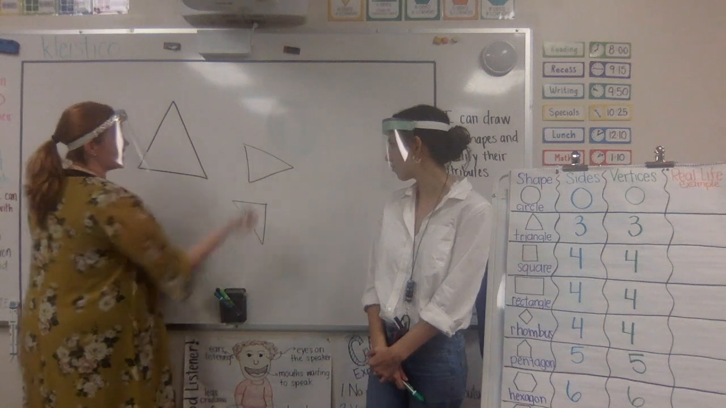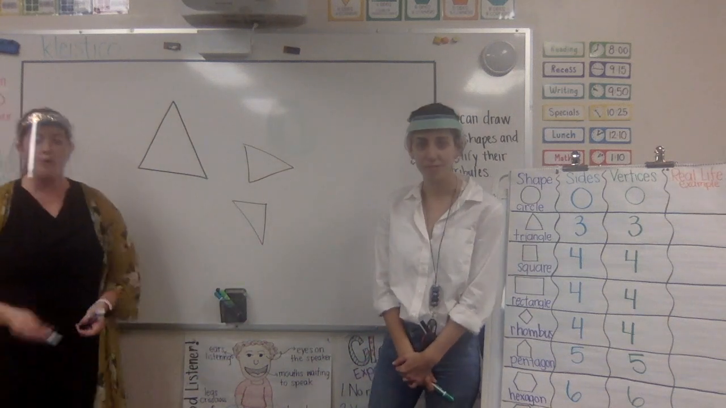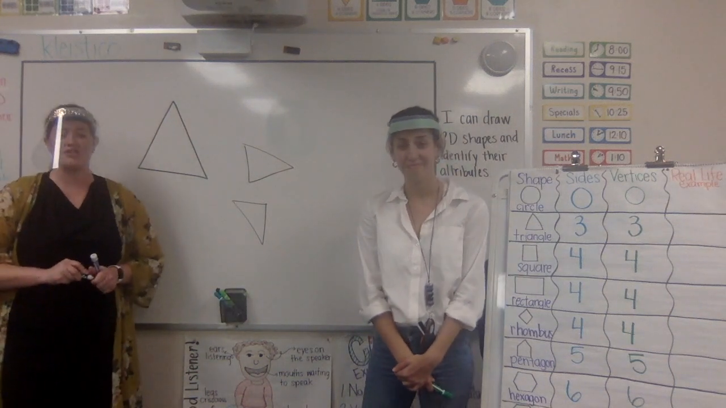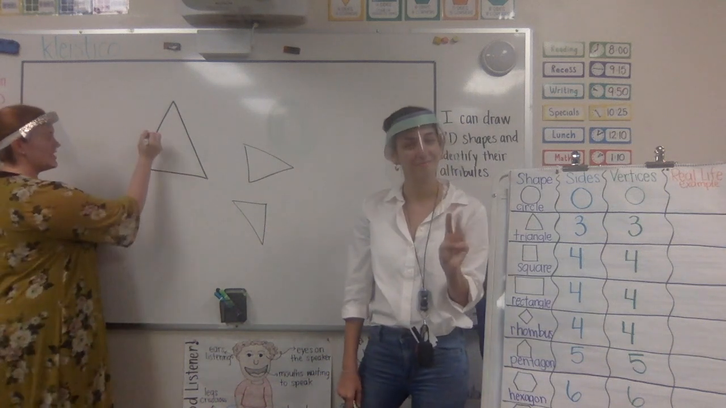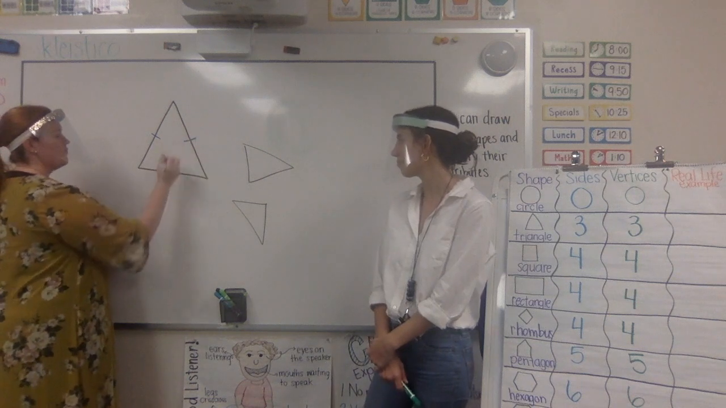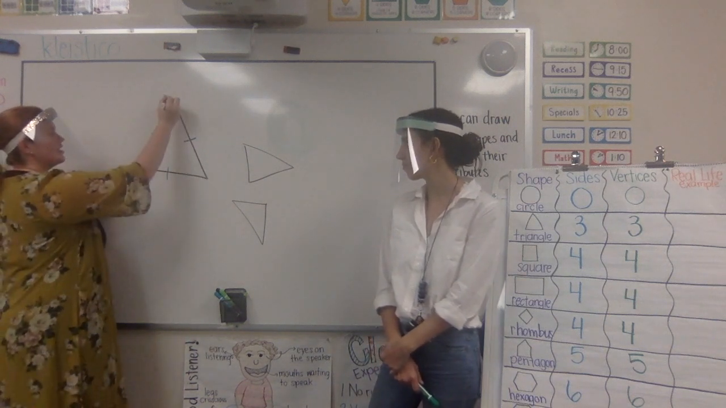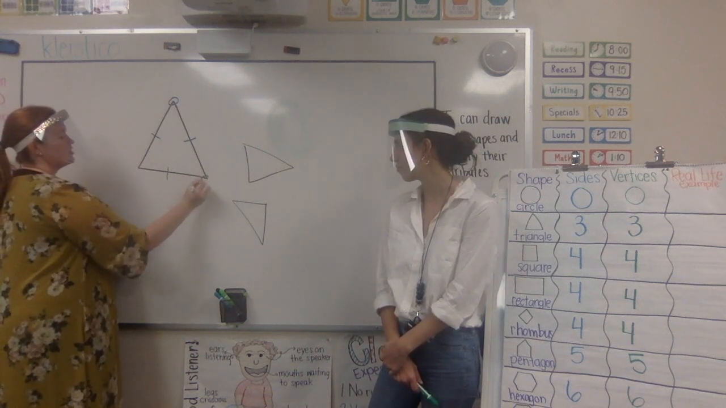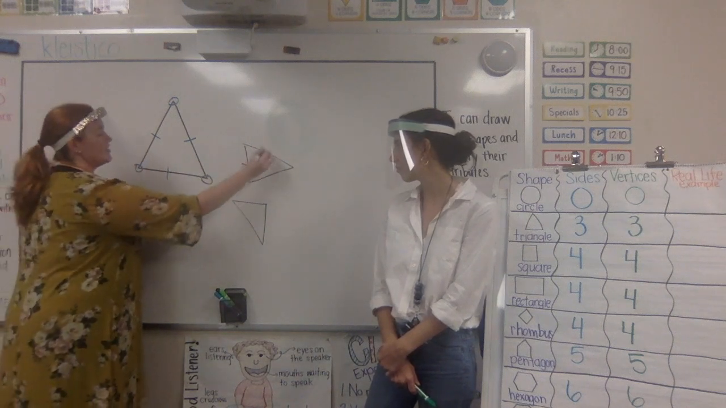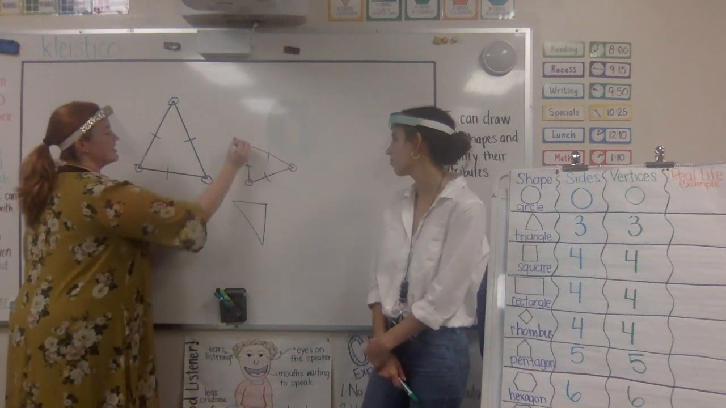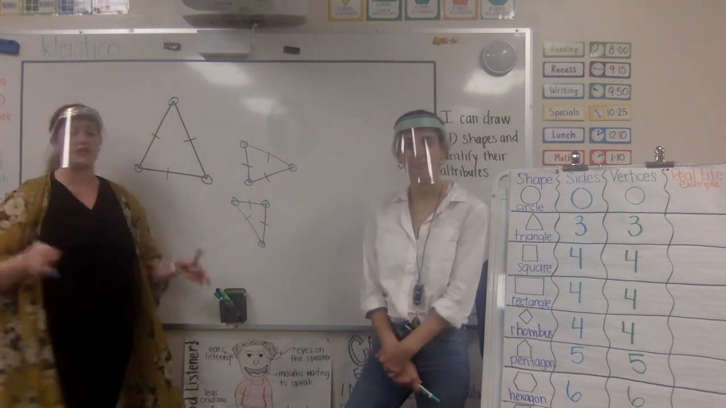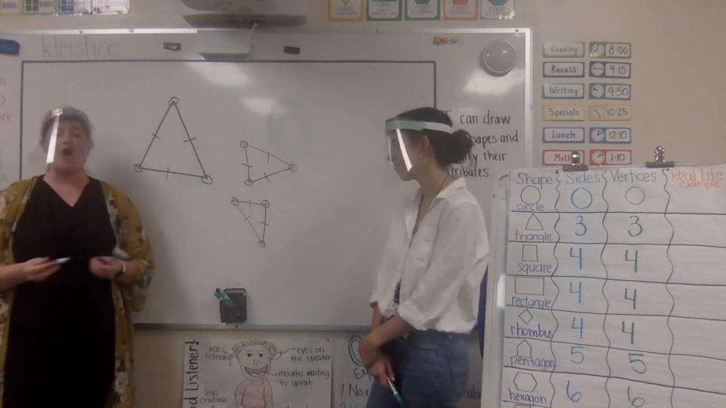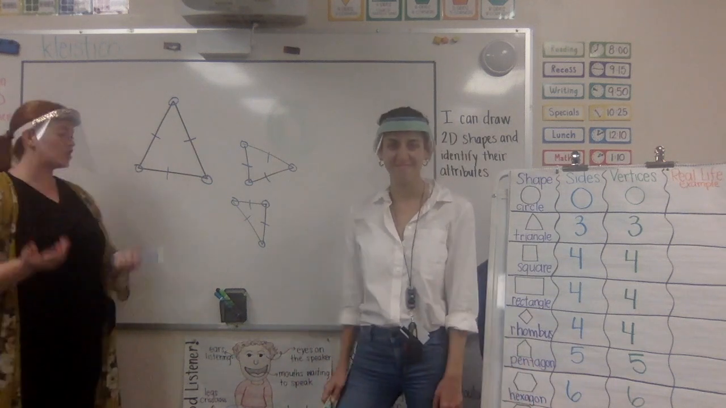Sometimes I might see it sideways like that. The important thing to remember with a triangle is it has 3 sides and 3 vertices. Let me count them. 1, 2, 3. And here are my vertices. 1, 2, 3. And all of these shapes have 3 sides and 3 vertices. So even though they look different, they're turned a different way, they are all still triangles.